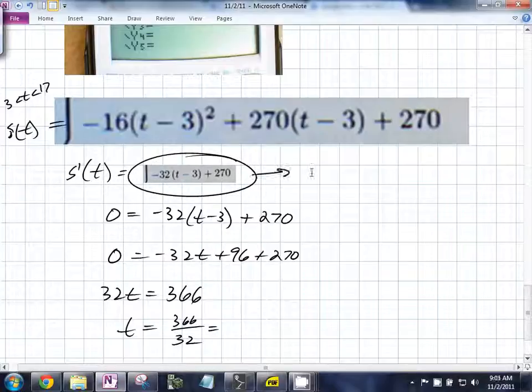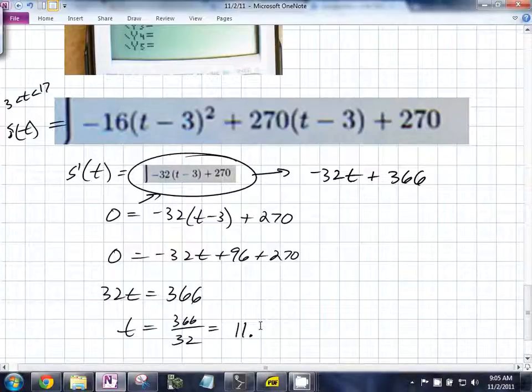11 point what? 4.375. Okay, so that's when it reaches its maximum height. What is its maximum height? You then take this and you plug it into the position function. So you do s of 366 over 32. Do that out for me and tell me what the maximum height is.